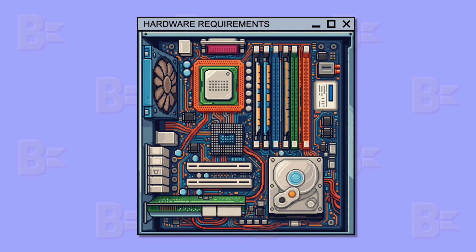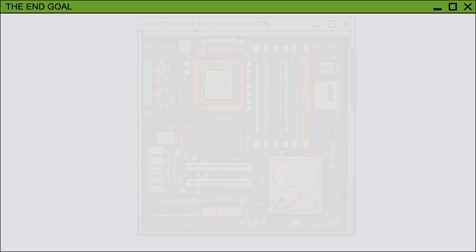As I mentioned before, OPNsense needs to be installed on a dedicated machine. In this lesson, I'll explain all the hardware requirements for building your own OPNsense computer. But first, I want to show you our end goal. This is what your network is going to look like after completing this course.